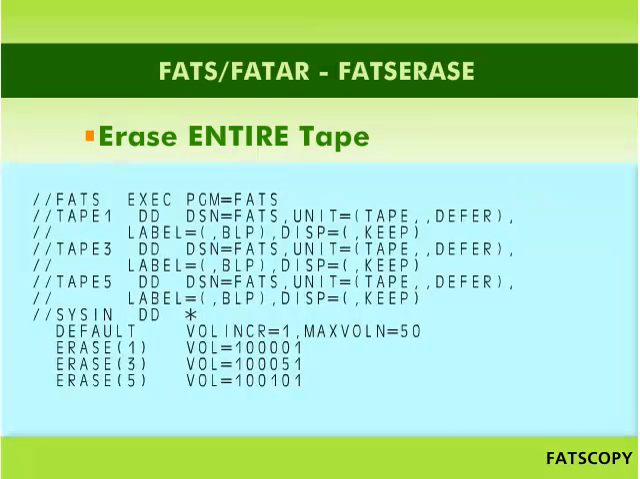The tape erase feature is useful if you are decommissioning tapes. You can use FATS Erase to erase the entire contents of each tape before it leaves the safe confines of your data center. This example will allow you to erase 3 tapes concurrently. Tape volsers starting with 100001 through 100150 will be erased.